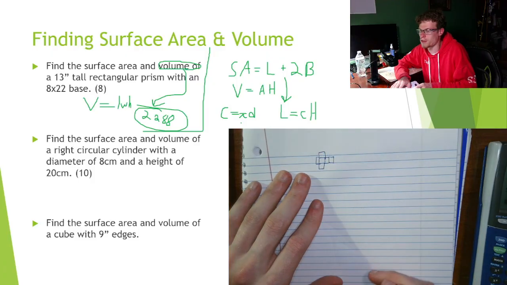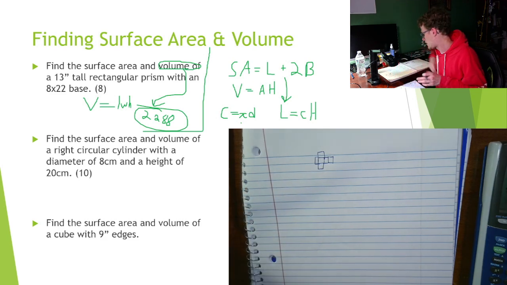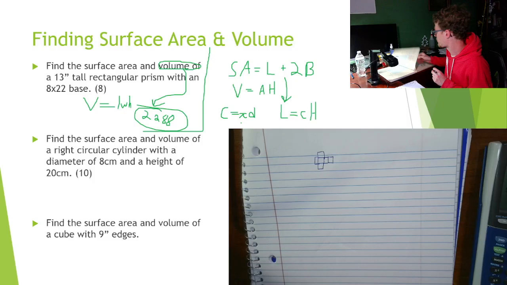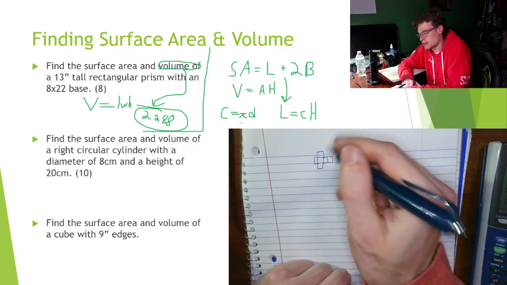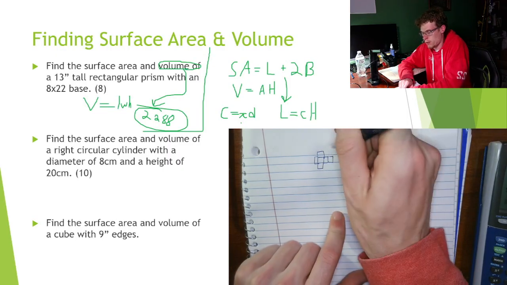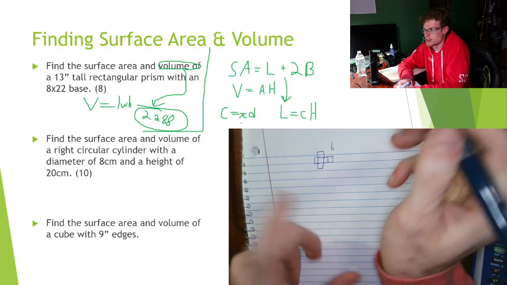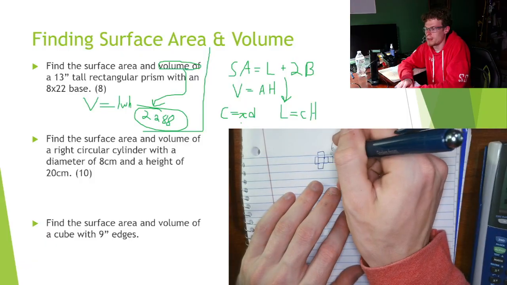Or do I really even have to do that? Okay, think about what a cube is. A cube with 9-inch edges has some specific features that we can remember. First of all, all of the faces are going to be the same on a cube. How many faces are there on a cube? Well, there's 6.